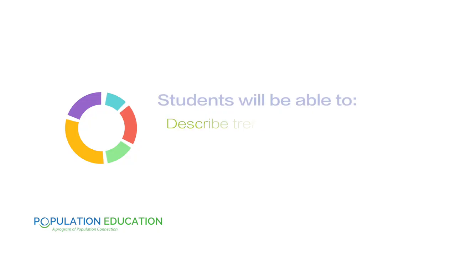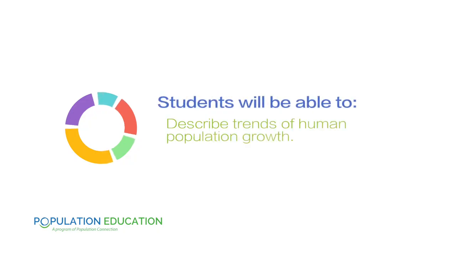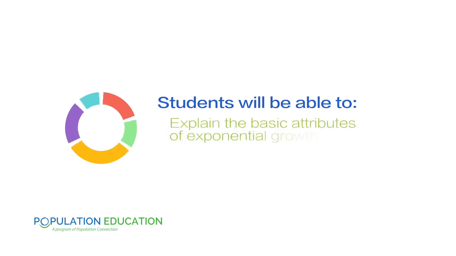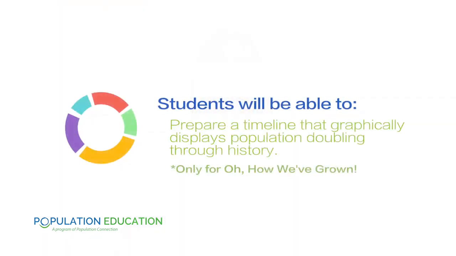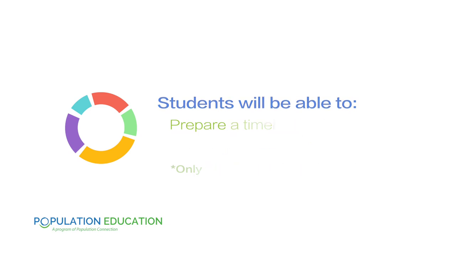There are two matching objectives in these lessons. First, that students will be able to describe trends of human population growth. And second, explain the basic attributes of exponential growth, having that slow start and a fast finish. From part two of Oh, How We've Grown, students will be able to prepare a timeline that graphically portrays population doubling through history. So let's get started with Population Circle.